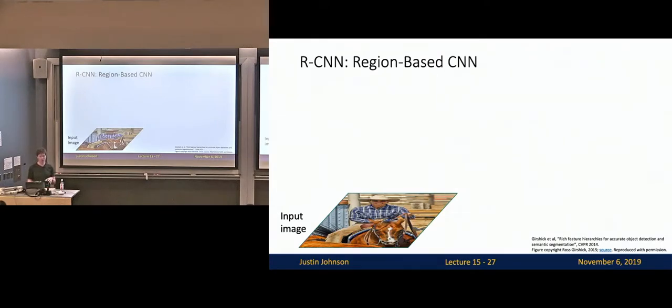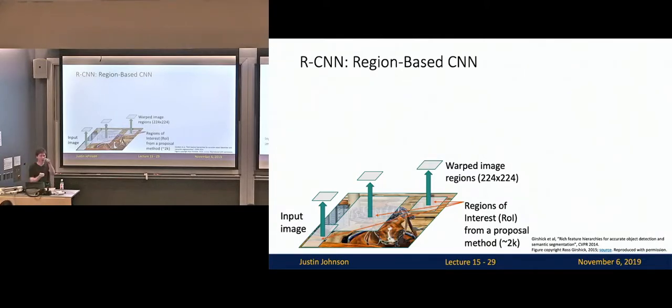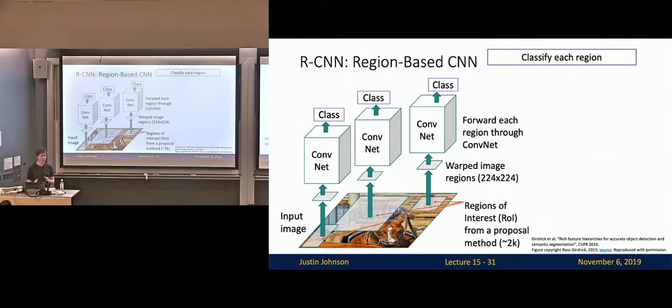So what we're going to do is start with our input image, and then run our region proposal method, like selective search. Selective search will give us something like 2,000 candidate region proposals in the image that we need to evaluate. Here we're only showing 3 because I can't fit 2,000 on the slide. And then for each of these candidate image regions, these region proposals could all be different sizes and different aspect ratios in the image. But for each of those region proposals, we're going to warp that region to a fixed size of something like 224 by 224. And then for each of those warped image regions, we're going to run them independently through a convolutional neural network. And that convolutional neural network will output a classification score for each of these regions.